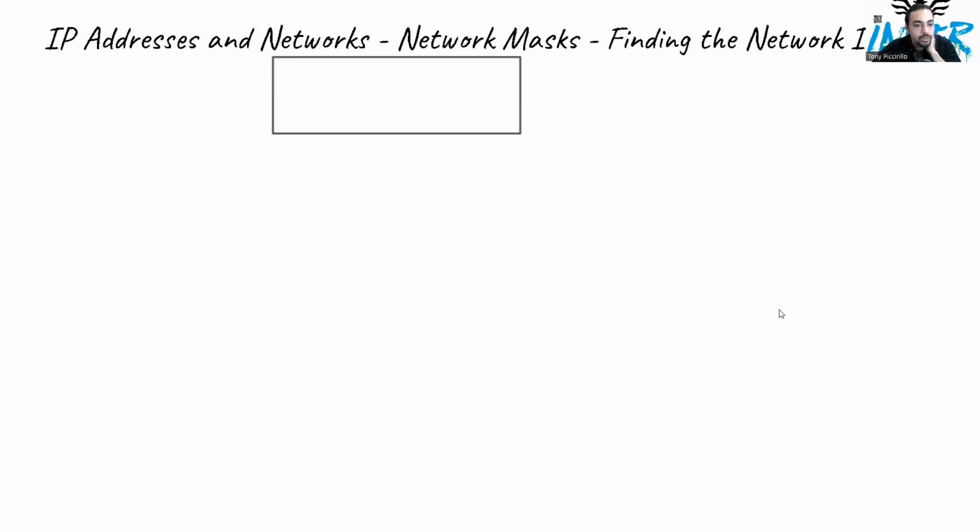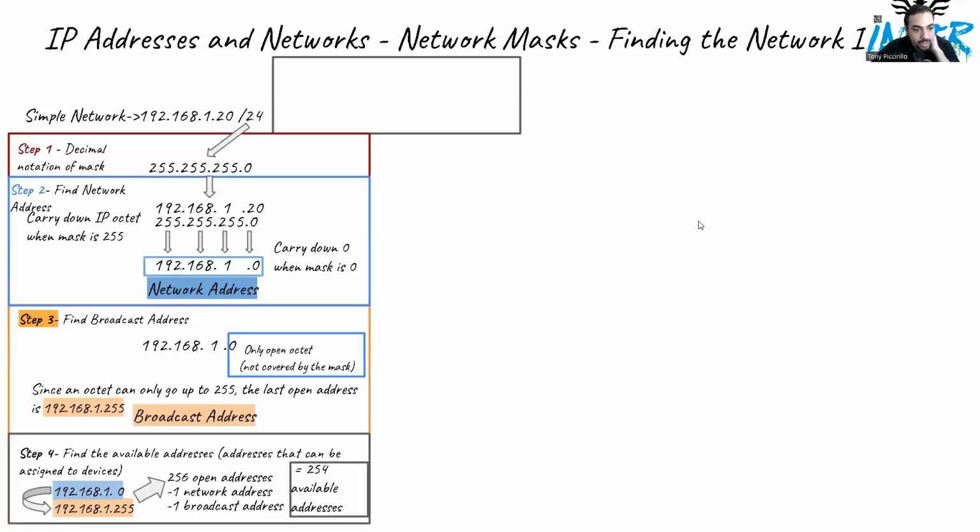So we've already gone through the 4 steps to find a network address, broadcast address, and available addresses for a network based on an IP and mask. Let's take some quick shortcuts here. We know that there are 8 possible bits for every octet. That means 8 possible binary ones, which would equal 255.